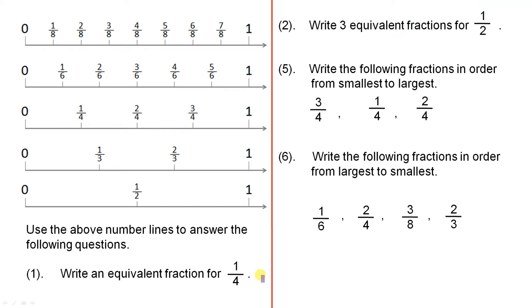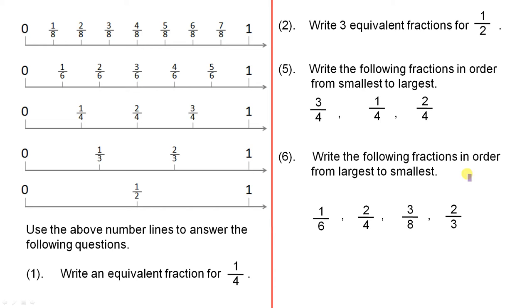Write an equivalent fraction for 1 over 4. Write 3 equivalent fractions for a half. Write the following fractions in order from smallest to largest. 3/4, a quarter, and 2 over 4.